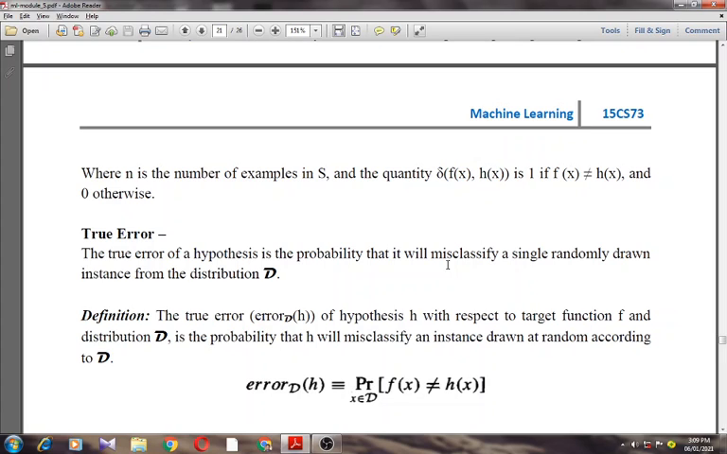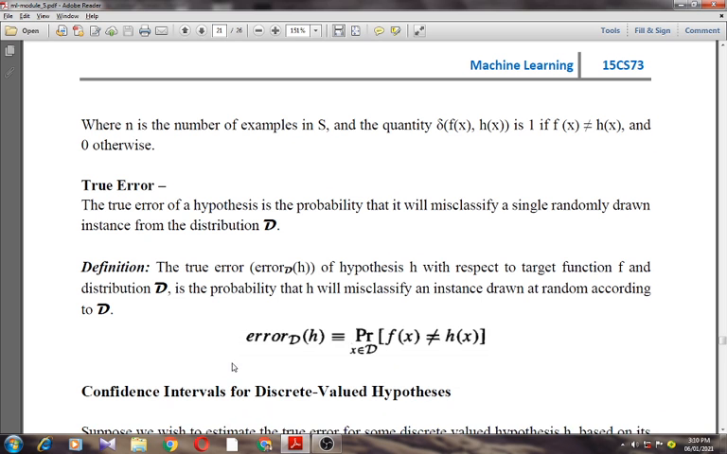Next is the true error. The true error of a hypothesis is the probability that it will misclassify a single randomly drawn instance from the distribution capital D. So if you look at its definition, the true error, denoted as error D of H, of hypothesis H with respect to target function F and the distribution D is the probability that H will misclassify an instance which is drawn at random according to capital D. It is given as error D of H equivalent to PR f of x not equal to h of x, where small x belongs to capital D.